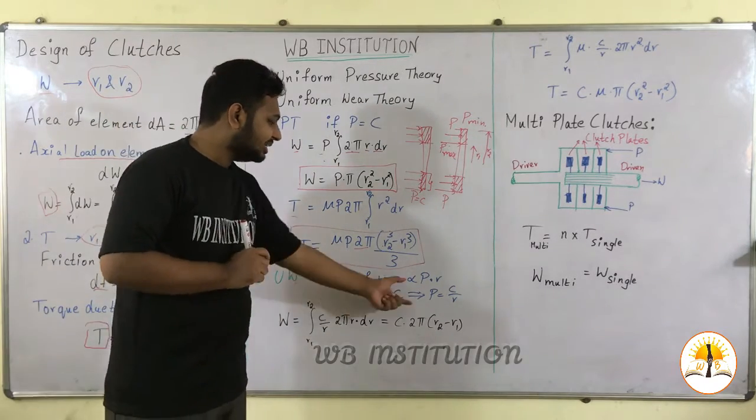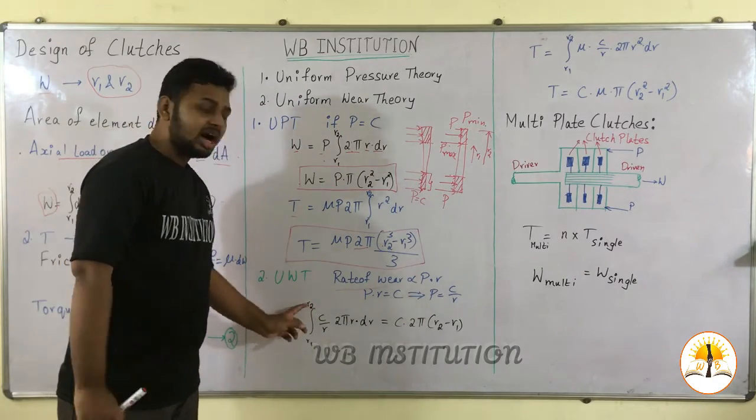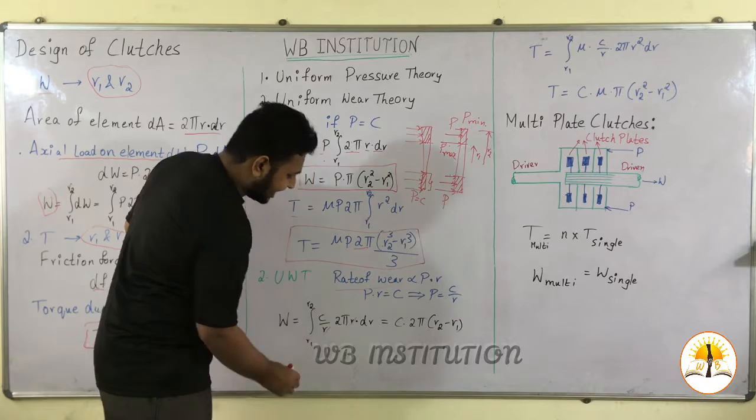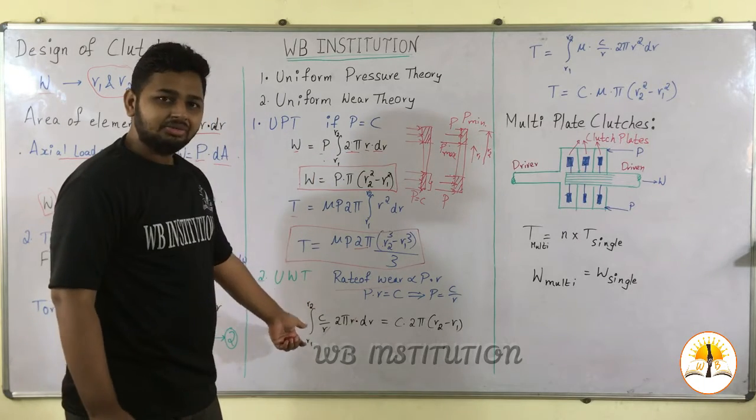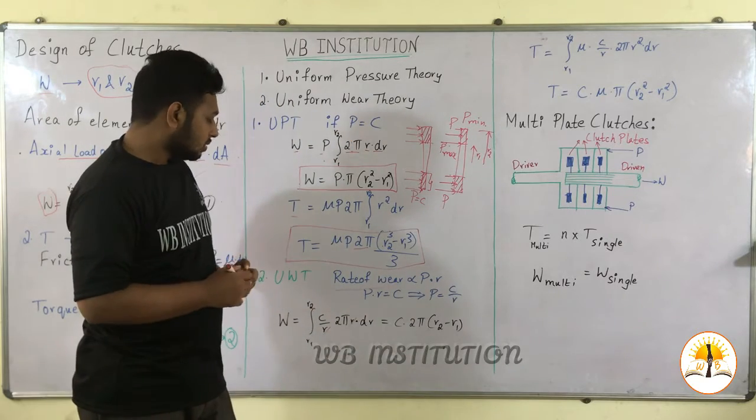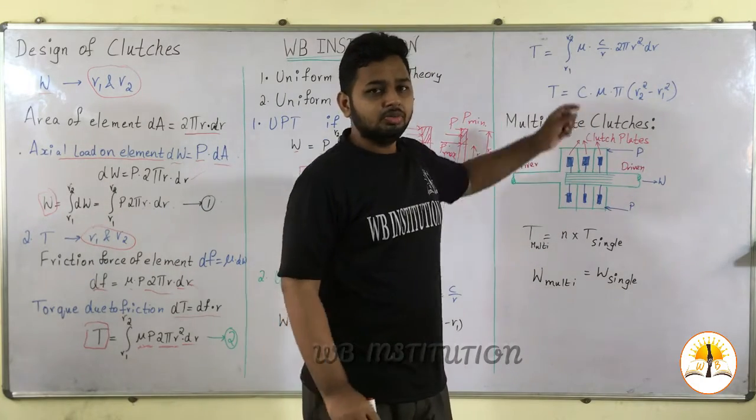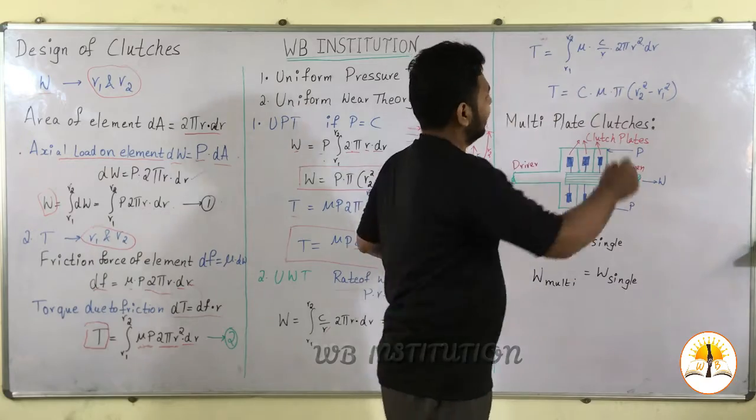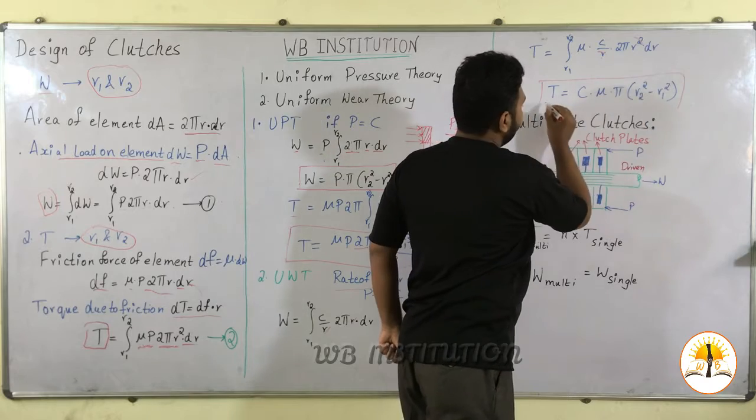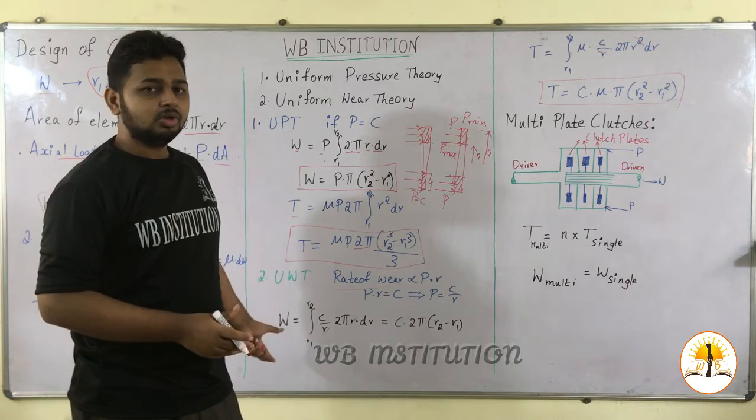In this equation, if we substitute P equal to C by R in equations 1 and 2, then we get W equal to integral R1 to R2 of C by R into 2 pi R into dr. Here R and R get cancelled. If we take the constants out and integrate the equation, then we get C into 2 pi into (R2 minus R1). In a similar way for torque, if we substitute the value of C by R, then we get integral R1 to R2 of mu into C by R into 2 pi R square into dr. Here one R gets cancelled and the equation becomes T equal to C mu into pi into (R2 square minus R1 square). So these are the equations which we have to keep in mind.